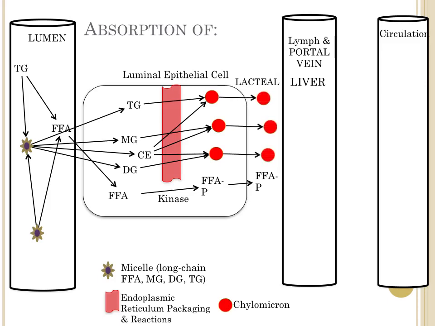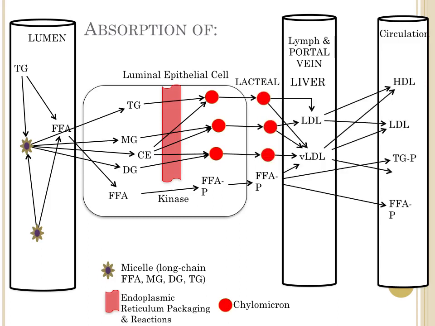Everything else will break apart, pass through the smooth endoplasmic reticulum and the Golgi apparatus, and get vesiculated. They get vesiculated into chylomicrons. That includes the cholesterol molecules that were stabilizing the micelle. These will then go into the lymphatic system and into the hepatic portal system, straight to the liver. The fatty acids can go through the portal system, but can also go into the capillaries to go out into normal circulation.